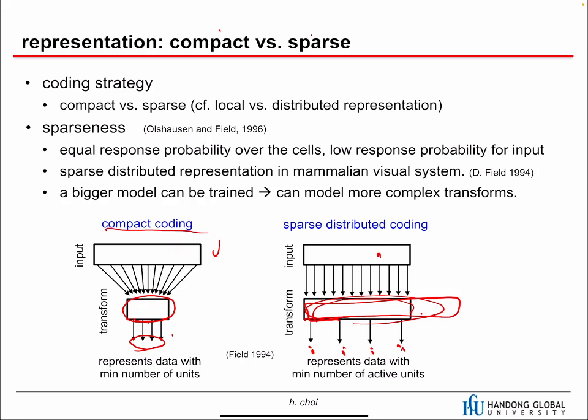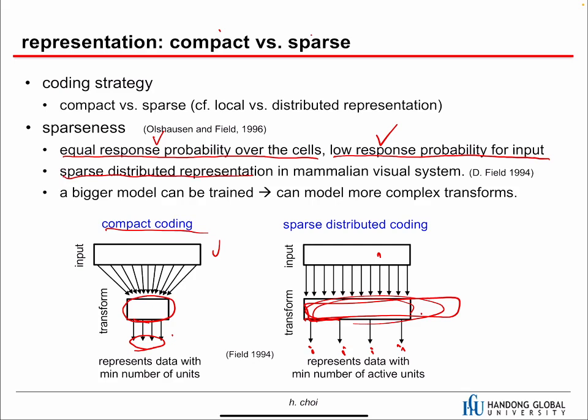First, there is equal response probability over the cells in our brain, and low response probability for input. So for a given input, just a few neurons are activated. But depending on the inputs, all the neurons have some kind of responsibility. So they can get activated, but not that frequently. Just a few neurons, nodes are activated, but they have an equal chance. And then in the mammalian visual system, there is a sparse distributed representation.